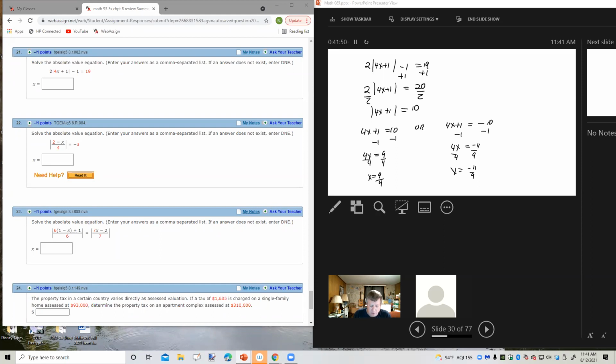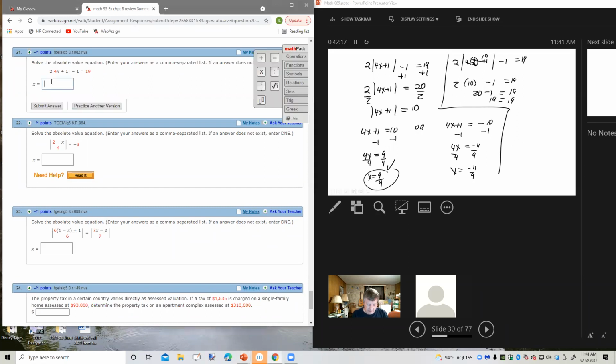how are we going to check our work on that? Well, let's take this one, 9/4, and put it in. Four times 9/4 is 9. 9 plus 1 is 10. The absolute value of 10 is 10. So we get 20 minus 1, 19 equals 19. So that one checks.